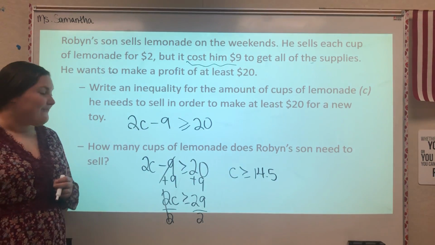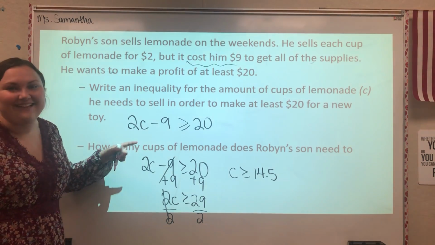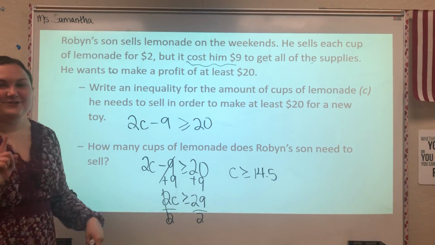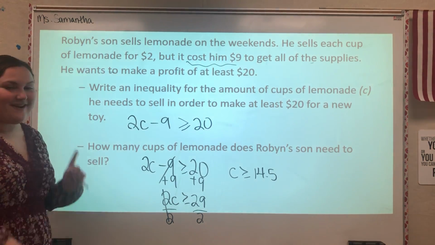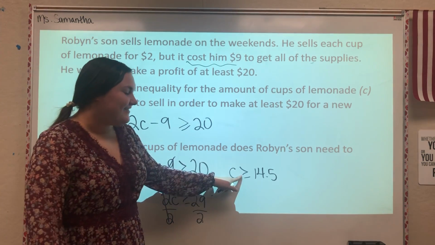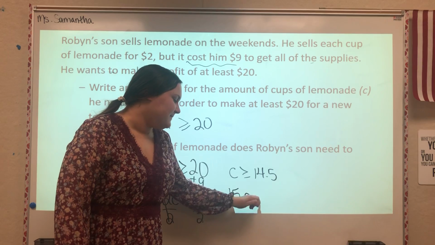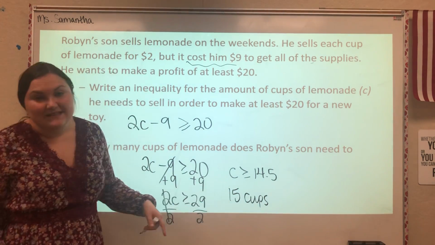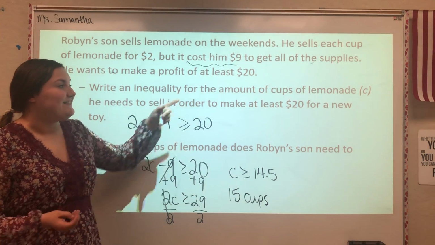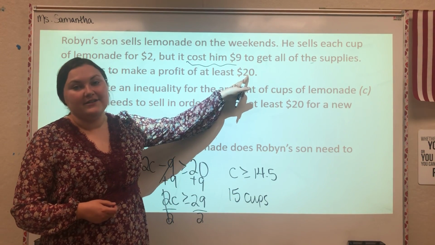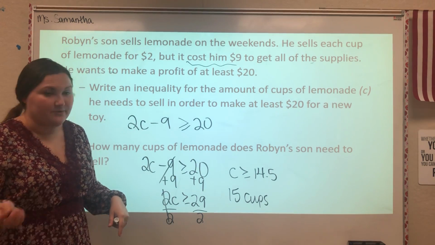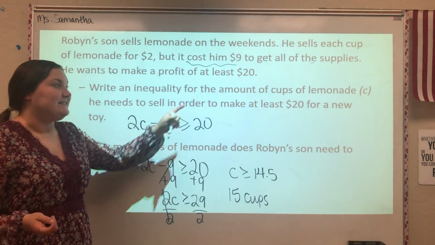Did you say 14.5 cups? I hope not. You can't sell half a cup. So we're going to have to choose which way we want to go. Which way did you go? Well, it's a greater than sign, so I want to round up. I go up to 15 cups. Selling more cups of lemonade means he's making more money. That's going to get him to at least $20. If you go down to 14 cups, that would mean he's not reaching his goal.